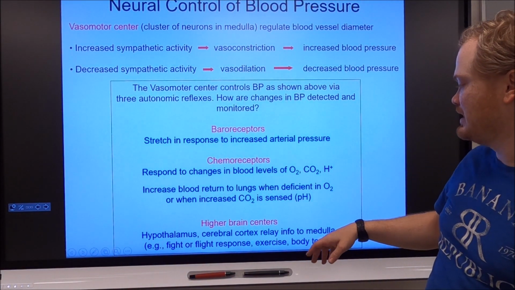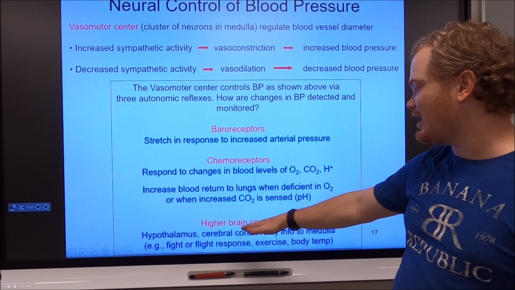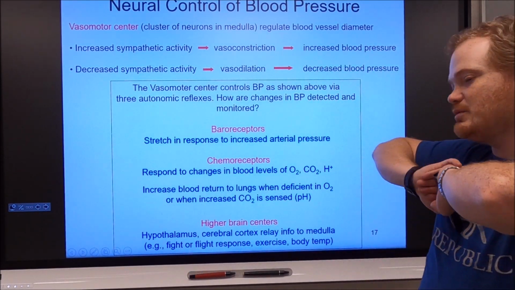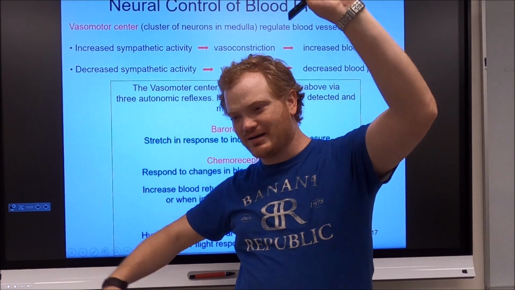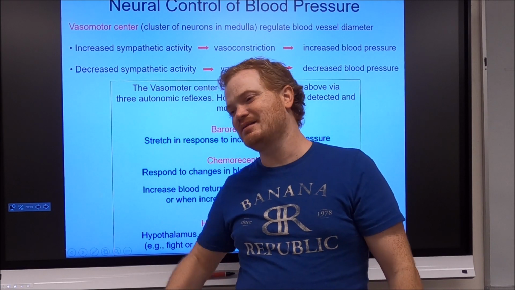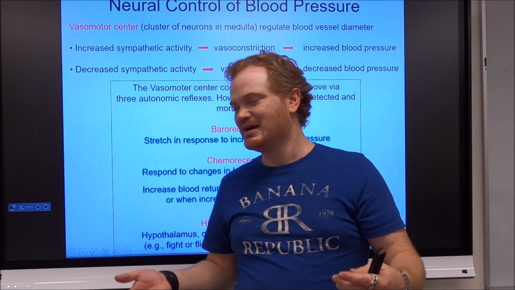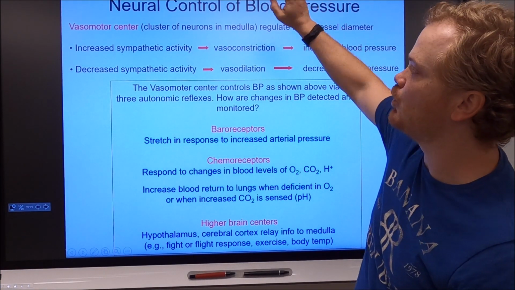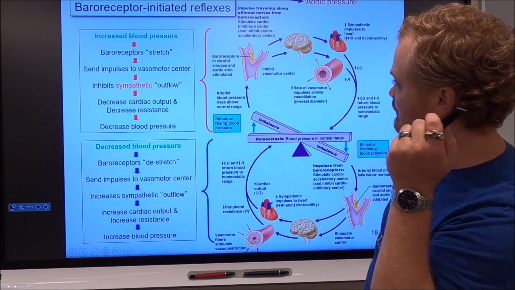They're basically sensing pH. And then last but not least, you have higher brain centers like your hypothalamus, your cerebral cortex, and they are going to be working with all of these other body structures, determining your blood's osmolarity, your body's temperature, all sorts of things that are going to govern the amount of pressure necessary to keep your system working.